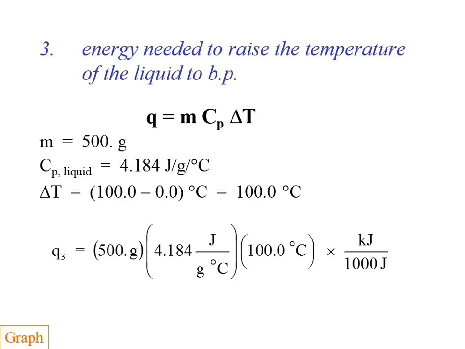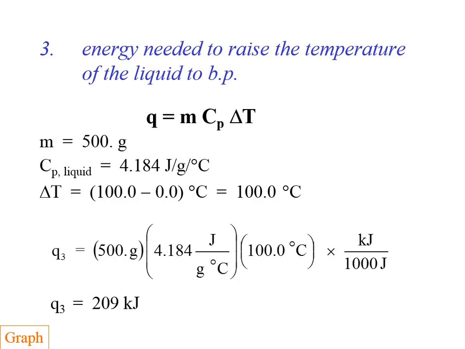So in this case, we still have 500 grams of water, so 500 with 3 sig figs grams, times the specific heat of liquid water, 4.184 joules per gram degrees Celsius. The change in temperature is final minus initial, so it's 100 degrees Celsius minus 0 degrees Celsius. So it's 100 degrees Celsius is our delta T. Get it in units of kilojoules, so 1 kilojoule over 1,000 joules. And round to 3 significant figures. And we have 209 kilojoules of energy.